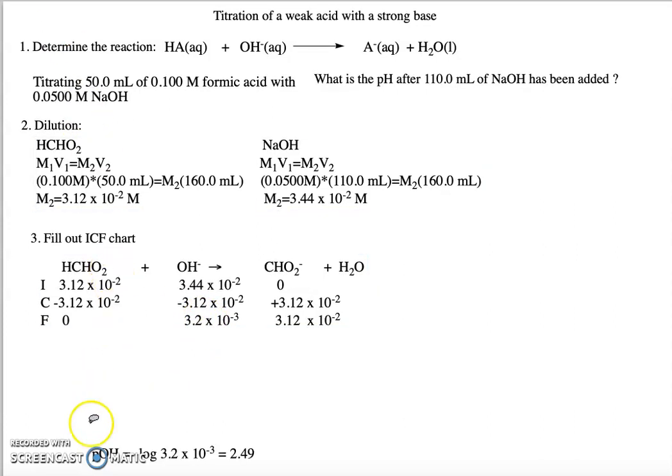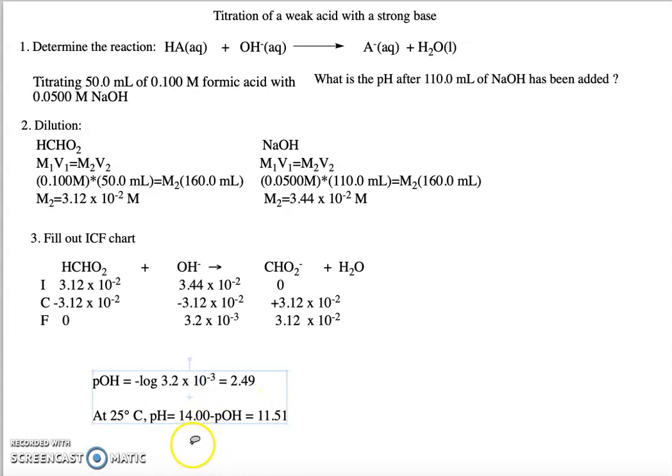So my pOH is going to be equal to the negative log of my OH minus concentration. Negative log of 3.2 times 10 to the negative third is 2.49. Well, if we assume we're at 25 degrees, the pH equals 14 minus the pOH equals 11.51.